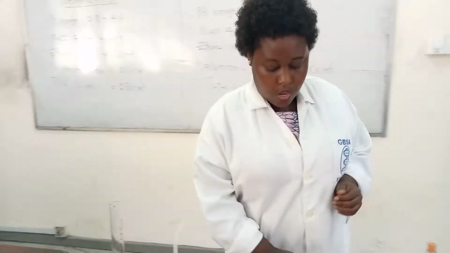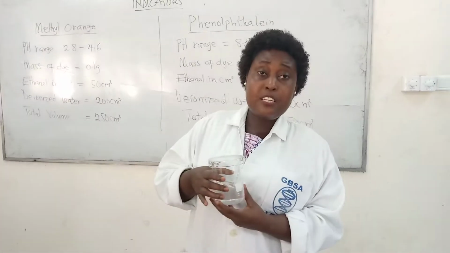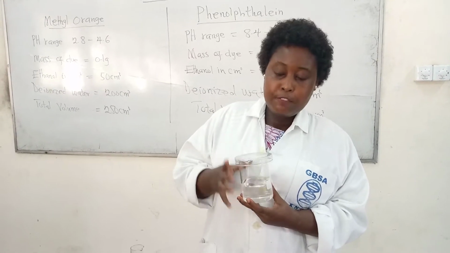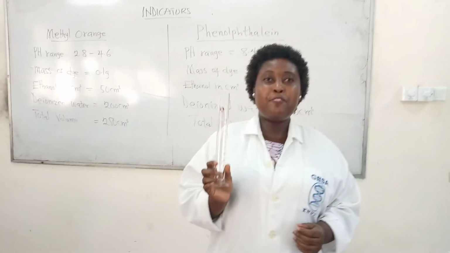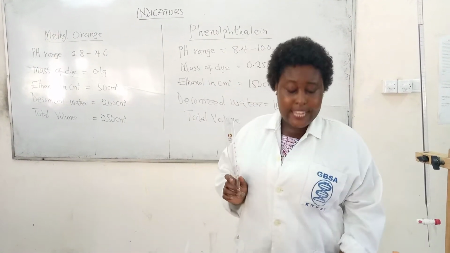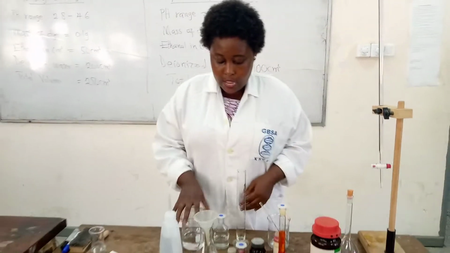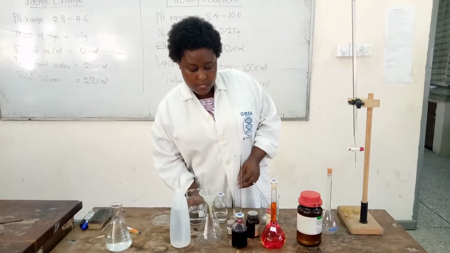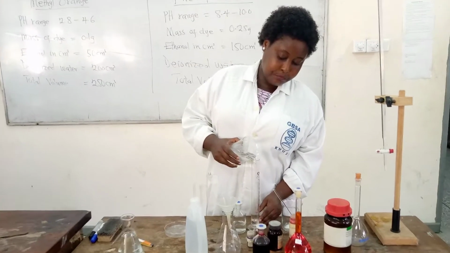So I have my ethanol here. I've labeled it nicely. This is my ethanol. I also have some in this beaker. I've covered it because it's very volatile. And I have here my 100 ml volumetric flask. I'm going to measure the 150 ml ethanol and add it to the phenolphthalein dye. So I will quickly transfer my ethanol into the measuring cylinder.